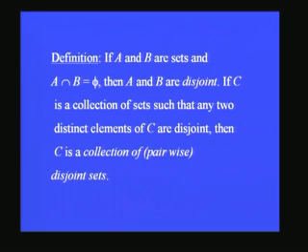Now, if A and B are two sets and A intersection B is empty, then A and B are said to be disjoint sets. If C is a collection of sets such that any two distinct elements of C are disjoint, then you say C is a collection of pairwise disjoint sets. Okay.